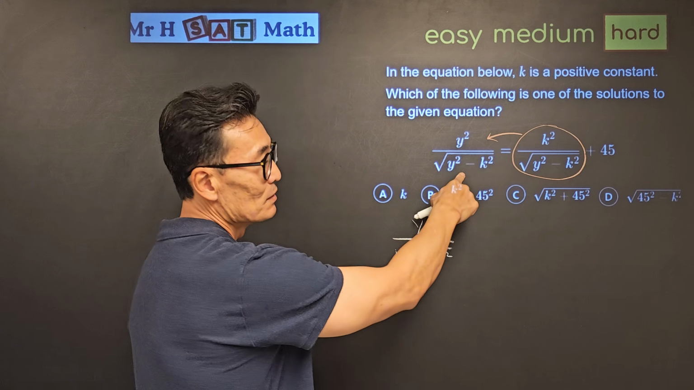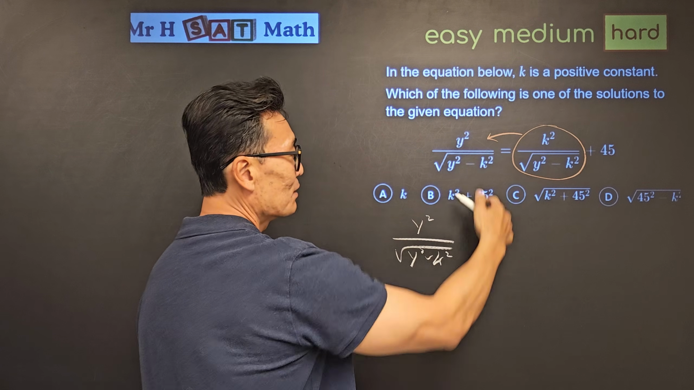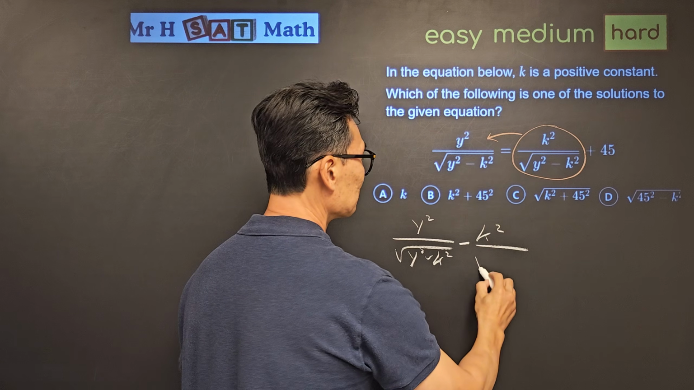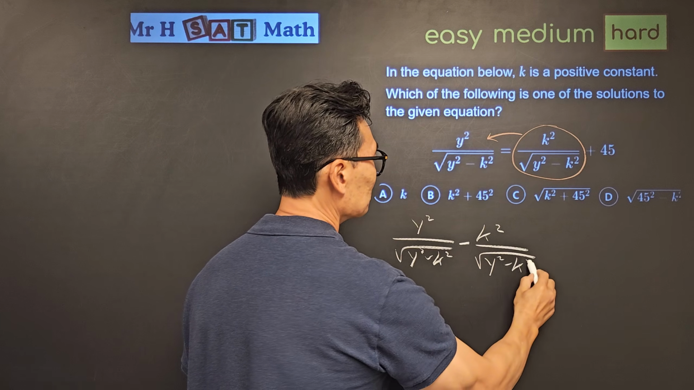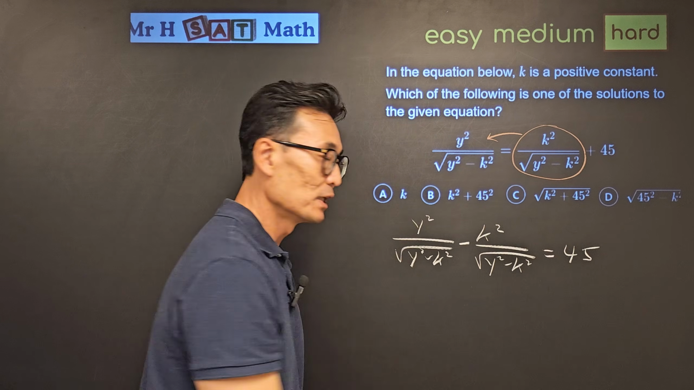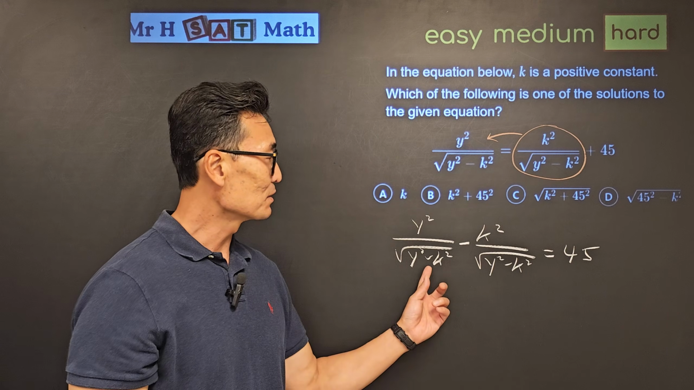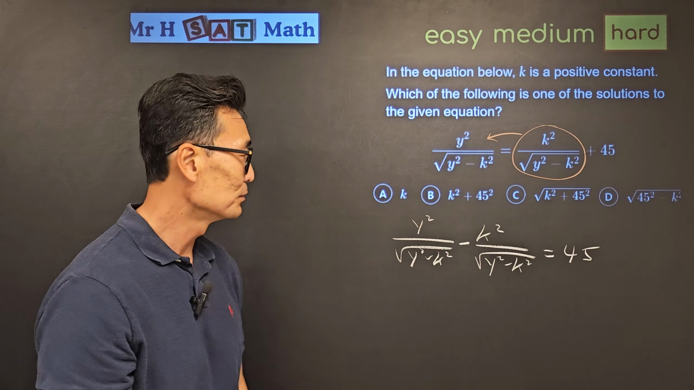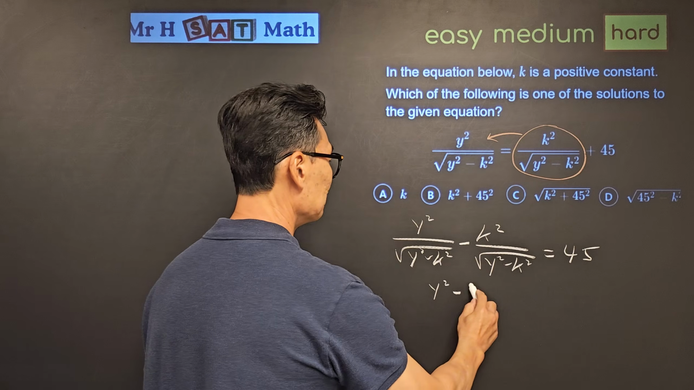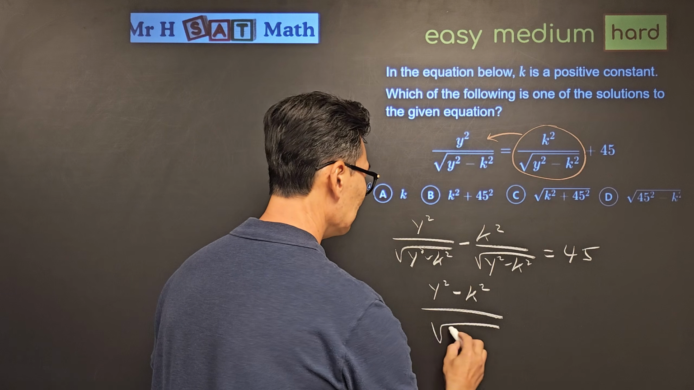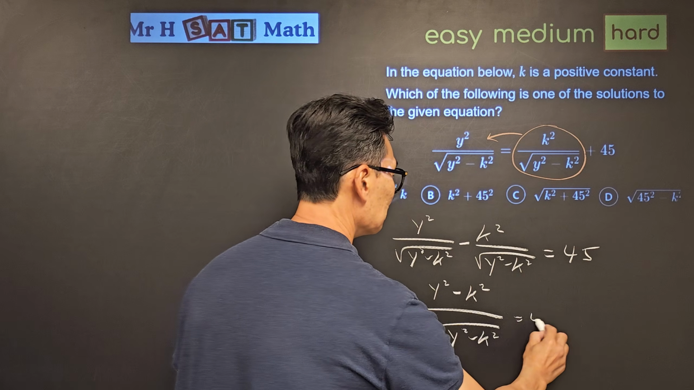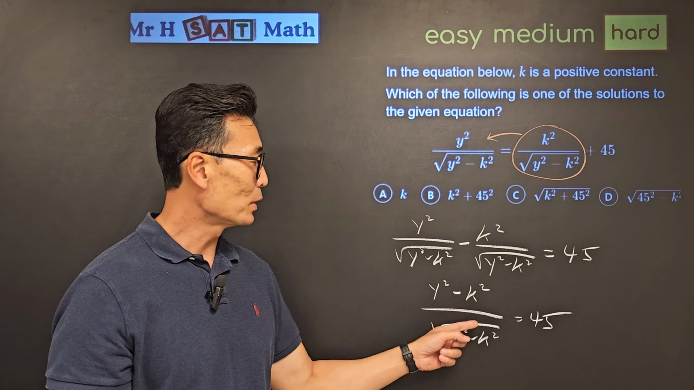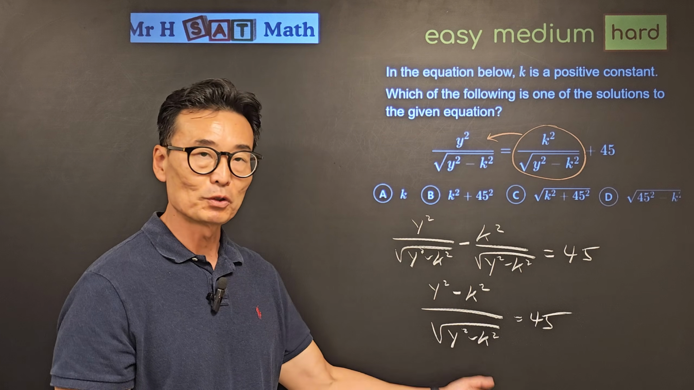So this is what we started with. Once we bring this to the left side, it turns into negative. The whole thing equals 45. Since we have the same common denominator here, we could combine the two fractions. Let's do it. And we could combine the y squared minus k squared all over square root of y squared minus k squared.